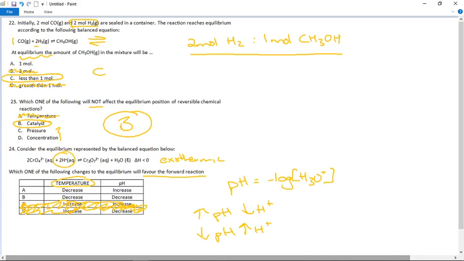So if we add more protons, we will favor the forward reaction. So which one causes an addition of protons? A decrease in pH increases the number of protons, which will favor the forward reaction. So the answer is B. You add hydronium ions and you decrease the temperature, and the forward reaction will be favored. And that is the last question here.